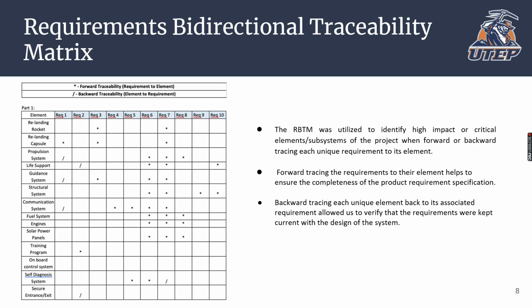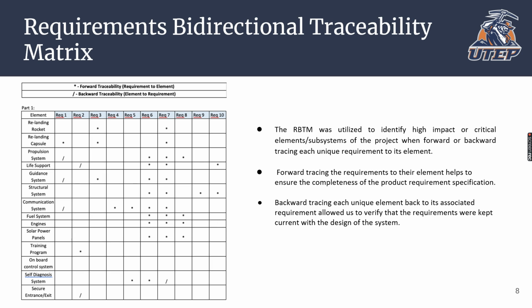For our case, we used a bidirectional traceability matrix, and we have forward traceability and backward traceability. Forward tracing the requirements to their elements is going to help to ensure the completeness of the product requirement specification, and therefore ensuring that each requirement will be implemented in the system and that each requirement was thoroughly tested according to test protocols, which is what I was mentioning earlier. In addition, it'll allow to trace forward changes associated with requirements and any other requirements impacted by such change, and therefore preventing an incomplete implementation of the change.